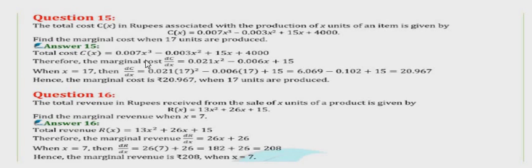So this is C, cost function. If you differentiate the cost function, you will get the marginal cost. So dC upon dx means 0.007 into 3x square. You can easily differentiate this. Now when you put x is equal to 17, put it here as required. So dC upon dx when x becomes 17 is the answer 20.967, and this is the marginal cost. Hence the marginal cost is rupees 20.967 when there are 17 units produced. Similarly, the same question is for revenue cost, right? Thank you.